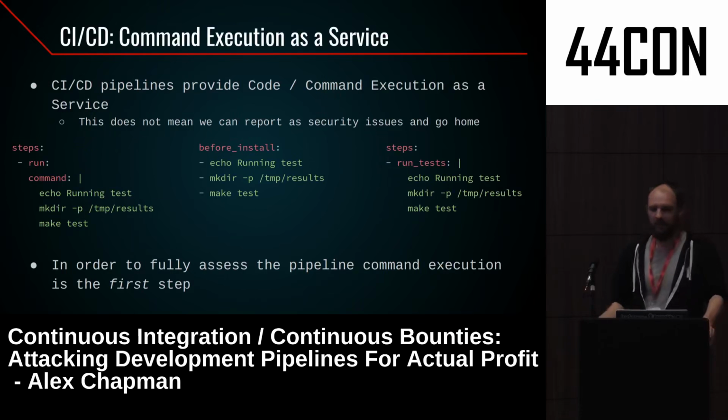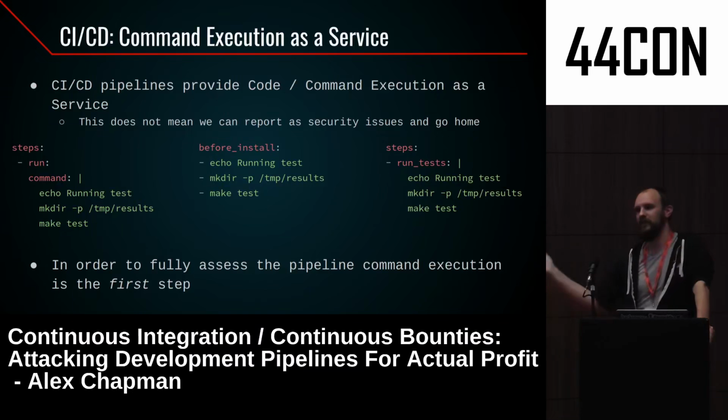When we're talking about bugs, obviously the pinnacle of the bug is getting RCE on a server. That's not really what we're looking for in CI/CD pipelines. They are command execution as a service. What they're meant to do is run your commands, run your builds, run your code if it's running tests. So we can't just report RCE and go home, unfortunately.